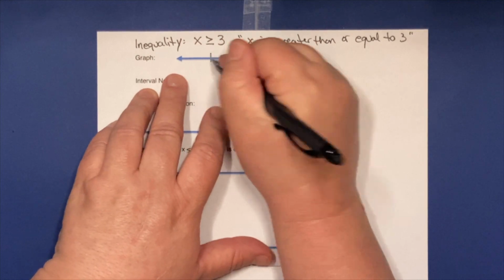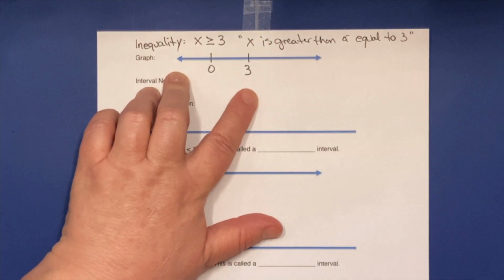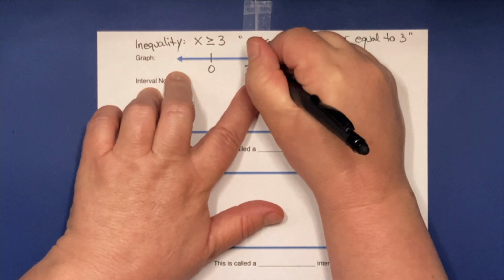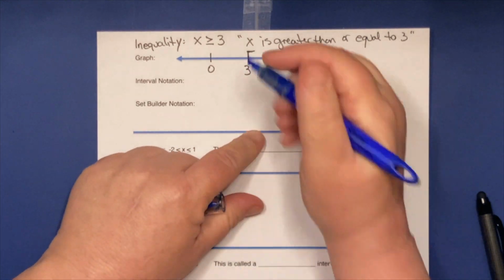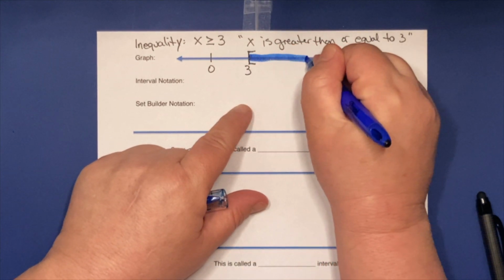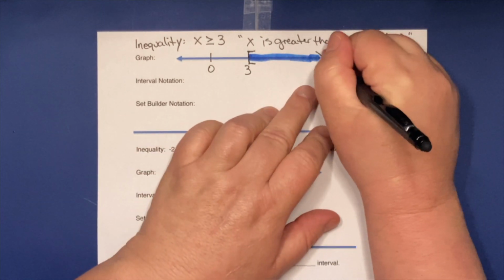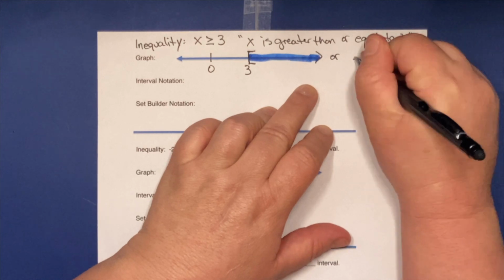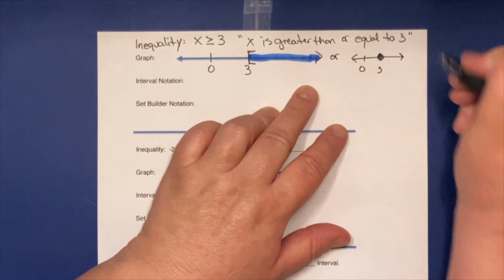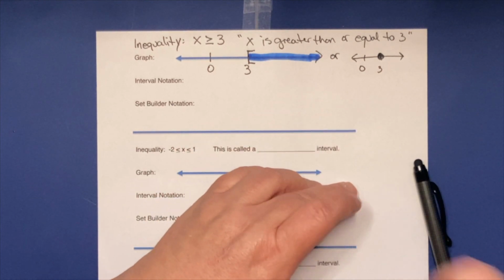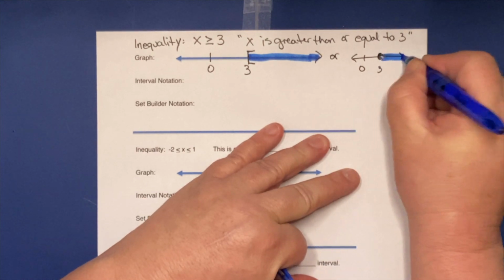And so again, I'm going to have my 0, I'm going to have my 3, and because it's equal to 3, 3 is an option, 3 is included, so I'm going to use a bracket, and then I'm going to color it in to the right of the 3. Or, if I've got my 0 and my 3, I do my filled in point, my closed point. And I'm going to fill it in to the right.